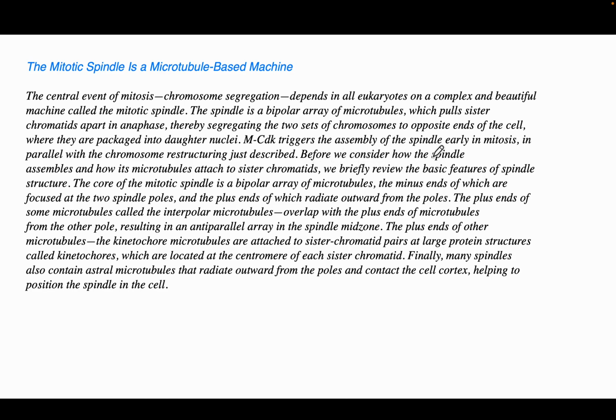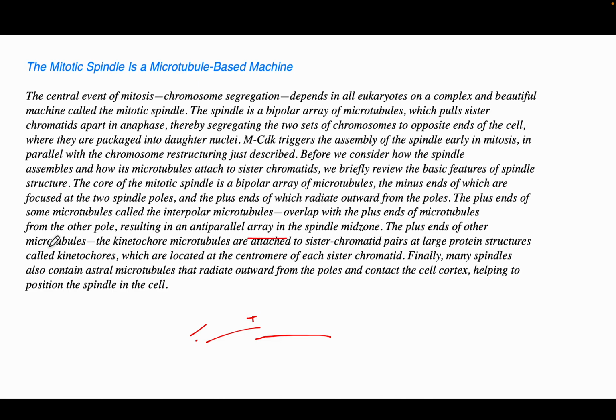So before we consider how the spindle assembles and how its microtubules attach to sister chromatids, we have to understand the basic features of spindle structure. The mitotic spindle is a bipolar array of microtubules. So it has a plus end and a minus end. The minus ends are focused at the two spindle poles, and the plus ends radiate outside the poles. The plus ends of some microtubules, called the interpolar microtubules, overlap with the plus ends of other microtubules, resulting in an anti-parallel array.